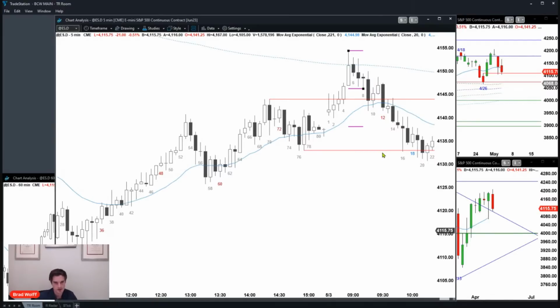22, a bull bar closing above 21. Good for the bulls. Probably, is it going to go higher? It probably will. But we could easily fall below the 21 low before the bulls come in.